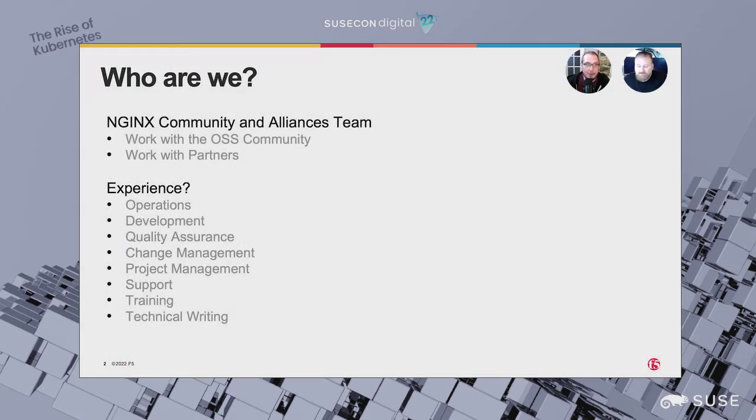So first of all, who are we? We're the Community and Alliances team at NGINX. Our two primary roles are working with the OSS community for NGINX, as well as working with partners. Unsurprisingly, there is a lot of overlap between those two, where a lot of our partners are also open source community members and other companies that have open source projects as well.